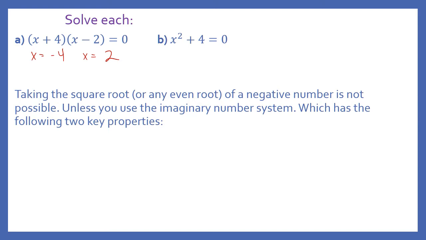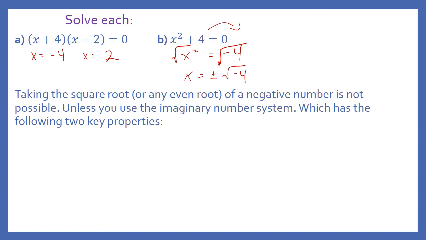B, it's not factored. This one's actually pretty easy. At least the steps are. Bring that over. X squared equals -4. How do you get rid of a squared? Well, you square root both sides. And don't forget, when you square root, it's always plus or minus.